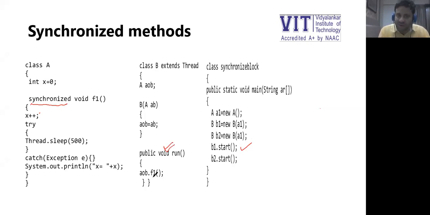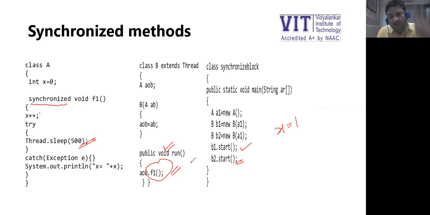Processor control is allocated. It calls the F1 function, and the x value is incremented to 1. It goes to sleep. It goes to sleep, fine, but it is synchronized. So when b2.start is called, b2 tries to invoke the run method and then F1, but b2 will not be given access to F1. It will be asked to wait because the B1 thread has not released the lock over the resource F1.